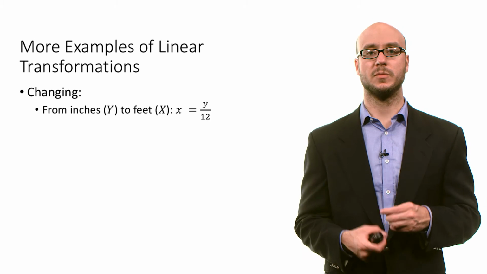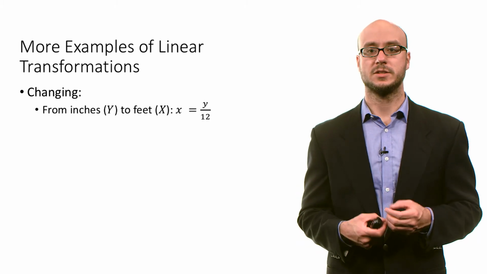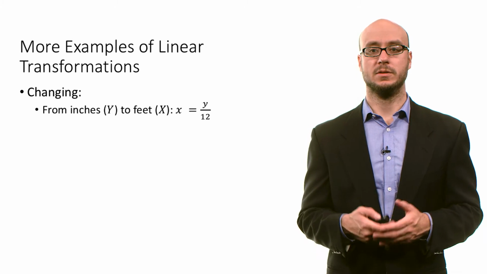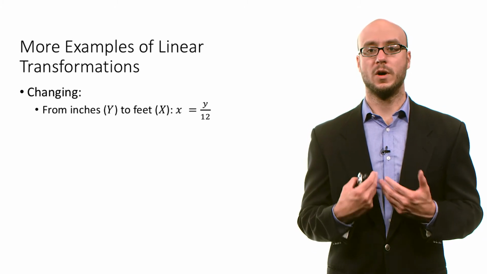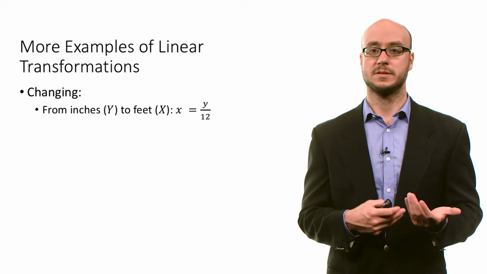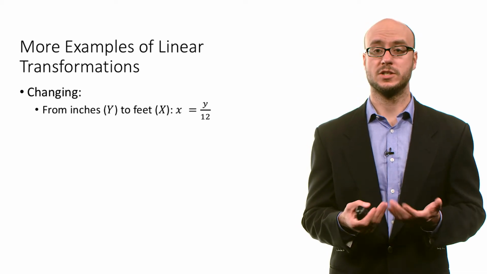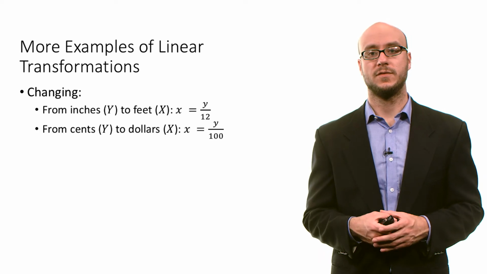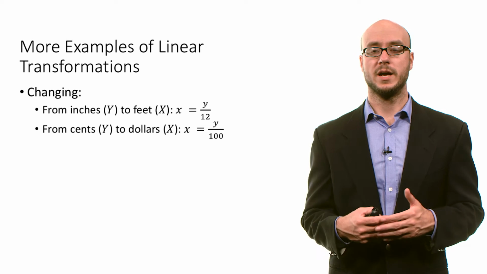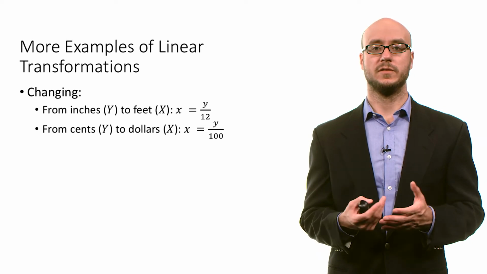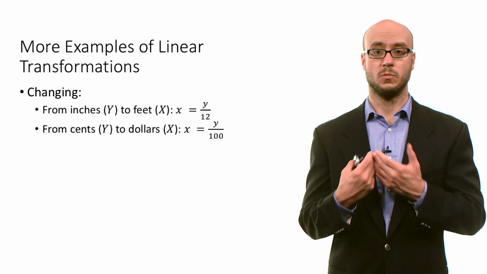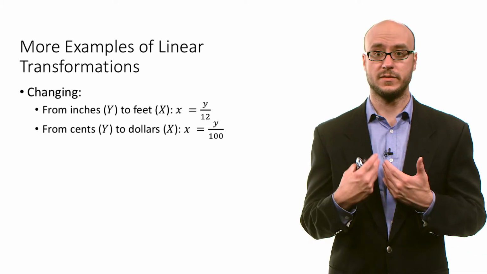So suppose we want to go from inches to feet. You can just divide y by 12. So if you have 1 inch, if y equals 1, then 1 over 12 will give you the feet. 1 inch is 1/12 of a foot. If you want to go from cents to dollars, you use y divided by 100. So for example, if y equals 1, 1 divided by 100 is 1/100th of a dollar. That's the definition of a cent.